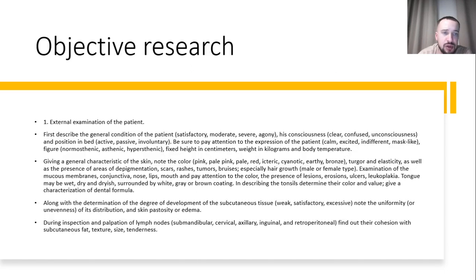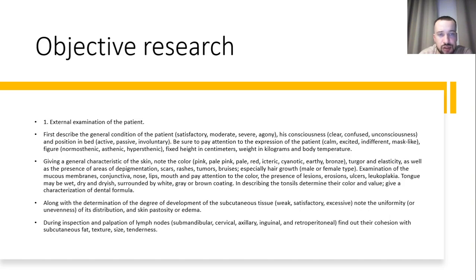Objective research. Of course, you start with external examination of the patient, first describes the general condition of the patient, satisfactory, moderate, severe, agony, his consciousness, clear, confused, unconsciousness, and position in bed, active, passive, involuntary. Be sure to pay attention to the expression of the patient, figure, fixed height in centimeters, weight in kilograms, and body temperature.